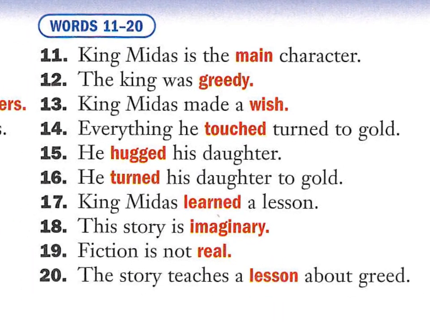Words 11 to 20. First listening, then reading with me. Listen. King Midas is the main character. Your turn. King Midas is the main character. Listen. The king was greedy. Your turn. The king was greedy.